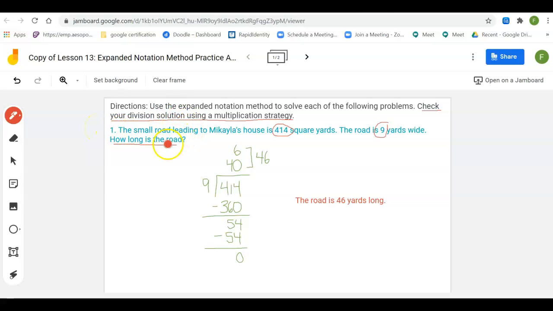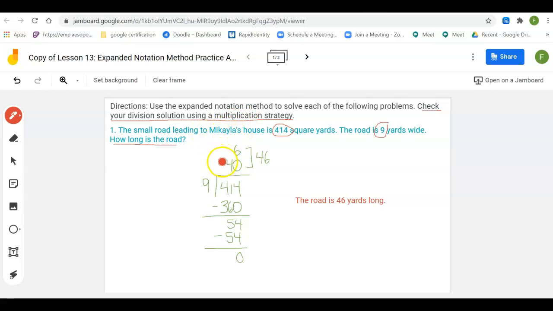I went on and did my cubes on it, circled my key numbers, 414, 9, and underlined my question, how long is the road? Now, this is not necessarily a question. It says check your division solution using a multiplication strategy. It's not necessarily a question, but I underlined it because it is another part of the problem that you need to answer. So it's actually telling you to do a different thing. That way you won't forget.